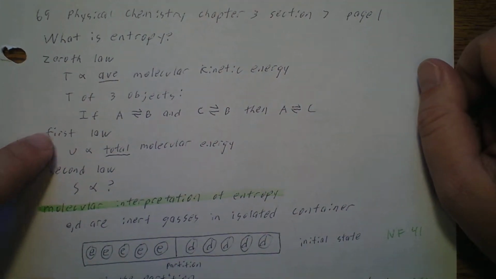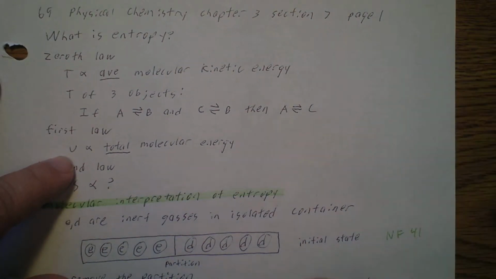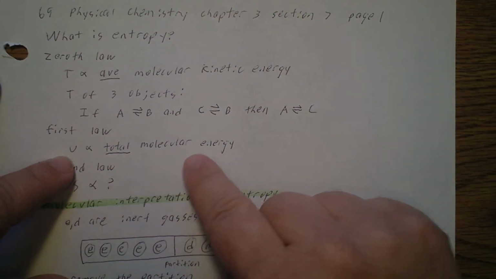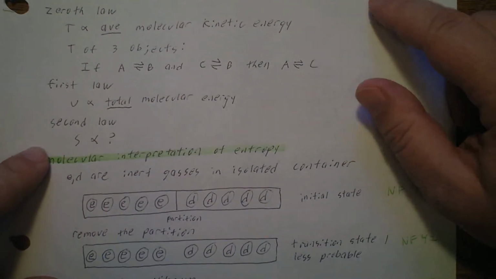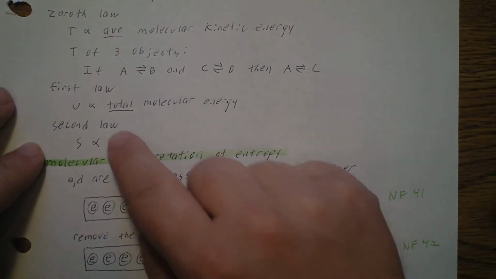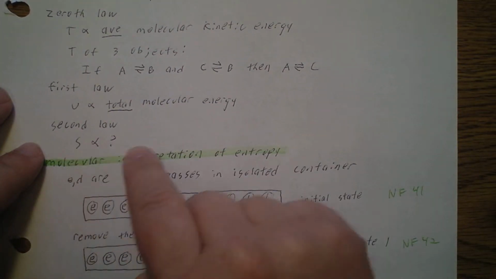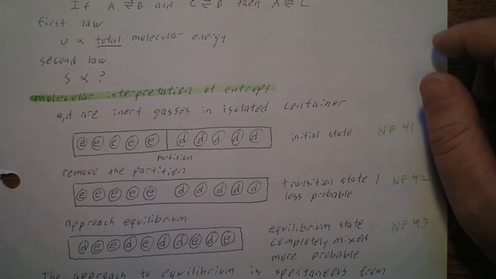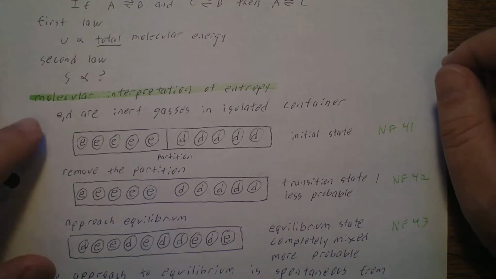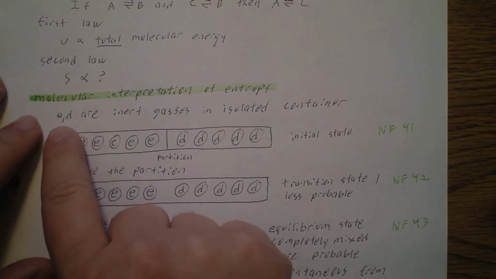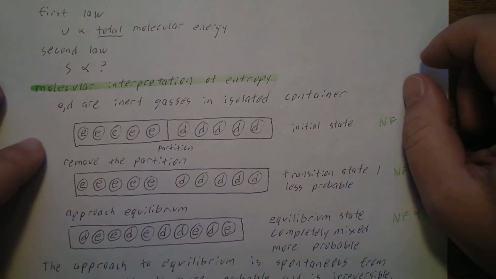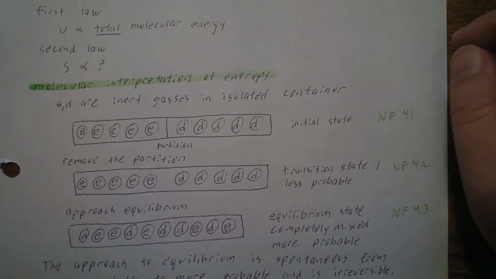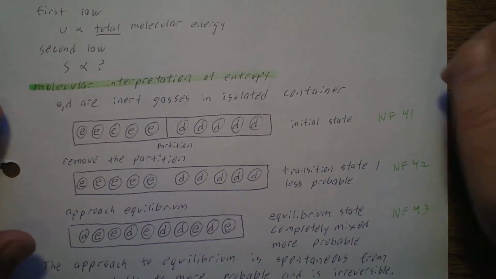Now, the first law says that internal energy is proportional to the total molecular energy. Which brings up the obvious question, the second law, entropy is proportional to what? Now, let's look at a molecular interpretation of entropy. Let's say that we have two inert gases. One is called E and one is called D. This is completely arbitrary. They can be helium, argon, it doesn't matter.